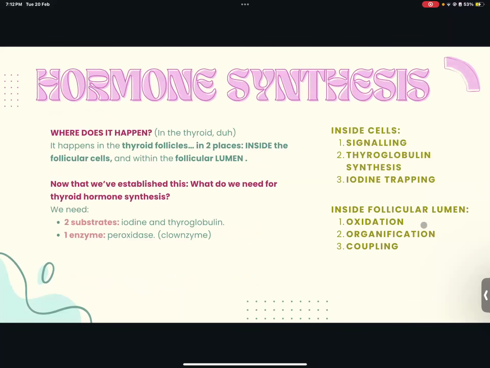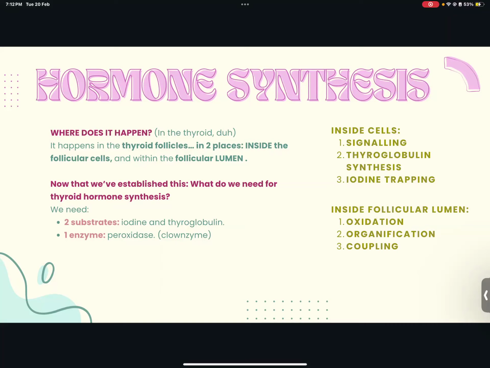And now let's talk about the hormone synthesis. So where does the hormone synthesis happen? Well, obviously in the thyroid, but where in the thyroid? It happens in the follicles of the thyroid, the ones I showed you on the histology slide, and inside the follicular cells, so within the cells themselves, and within the follicular lumen.